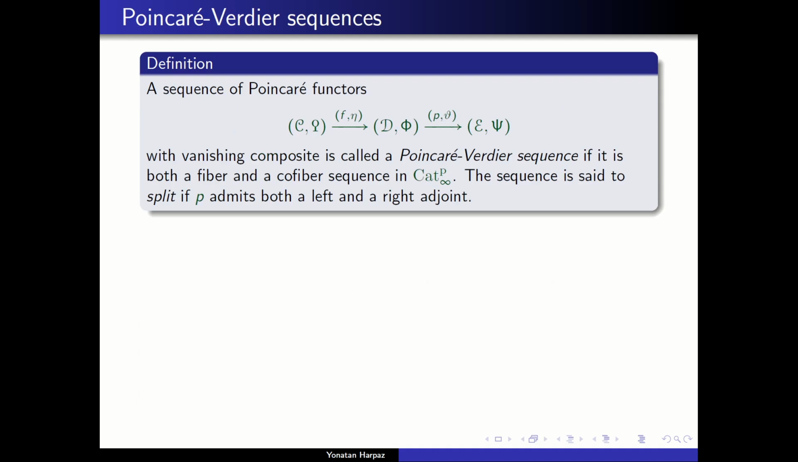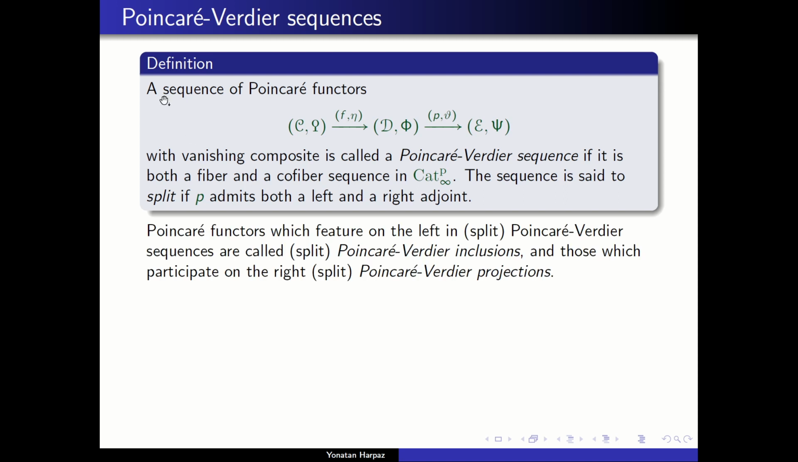Our next goal is to study the additivity property for the Grothendieck-Witt space. This is an analog in the Hermitian setting of the classical additivity property of K-theory proven by Waldhausen. In order to formulate it in our present setting, we will need a few definitions. We start with the following. A sequence of Poincaré functors from (C, κ) to (D, φ) to (E, ψ) with vanishing composite is called a Poincaré-Verdier sequence if it is both a fibre and a cofibre sequence in Cat^p. We say that this sequence is split if p admits both the left and the right adjoint.